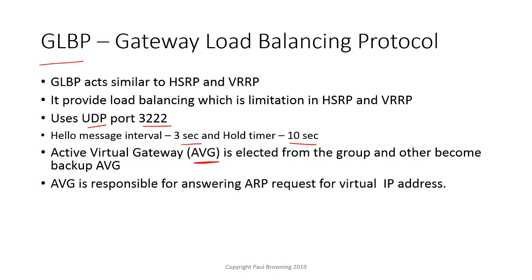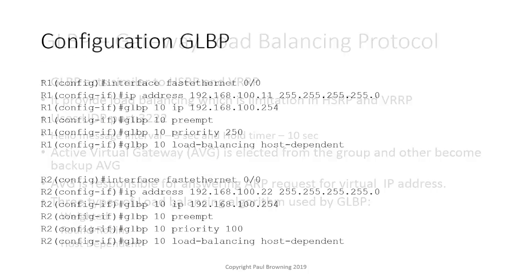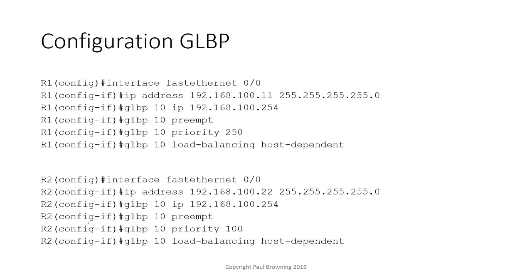So the active virtual gateway answers ARP requests for any virtual IP address, and it will serve the active gateway details. Here are your load balancing algorithms used by GLBP: weighted, round robin and host dependent. Not sure they'll ask you any more information than what I've just given you. Here's the configuration if you want to pause the video for a moment.